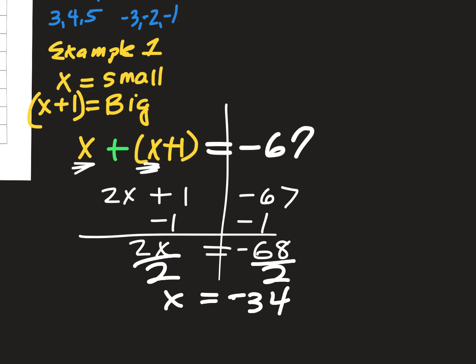So that means the smaller number is -34. What does that mean the bigger number is?